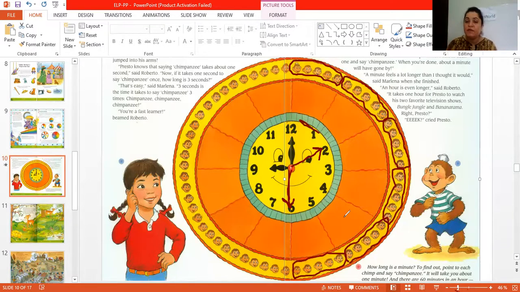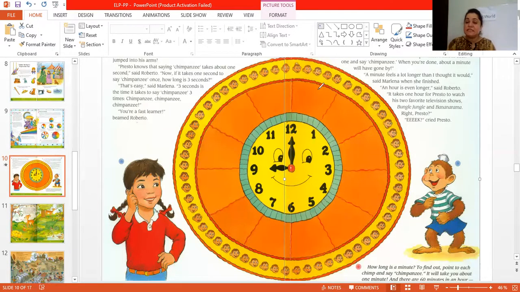So, in an hour, there are 60 minutes, right? And in a minute, there are 60 seconds. So I'm just going to show you how you are going to count these seconds. The seconds is when we say chimpanzee. This takes only 1 second. Say chimpanzee. Chimpanzee. So this just takes a second. So we are just going to see how many are in a minute, right? How many chimpanzees in a minute?